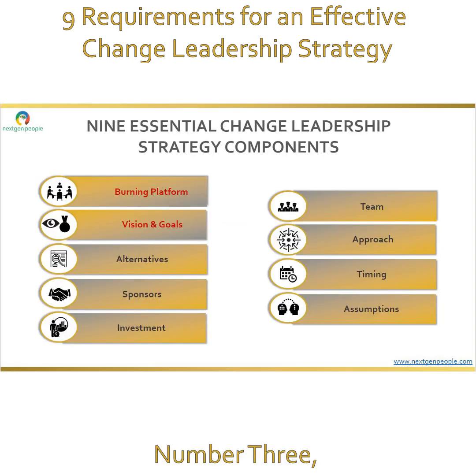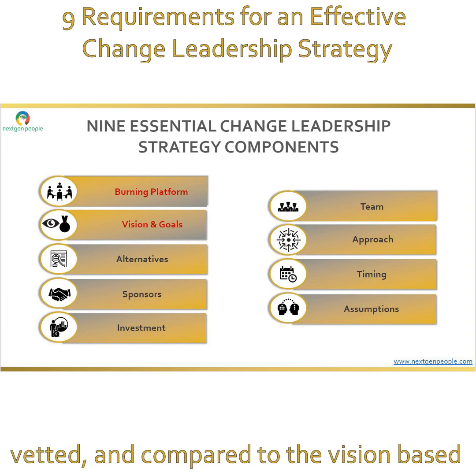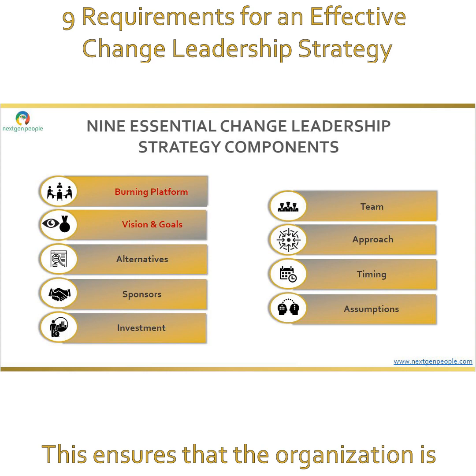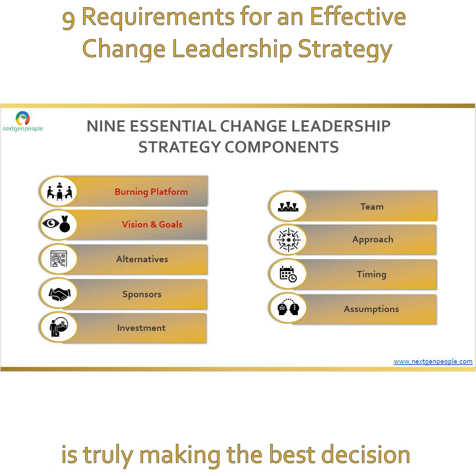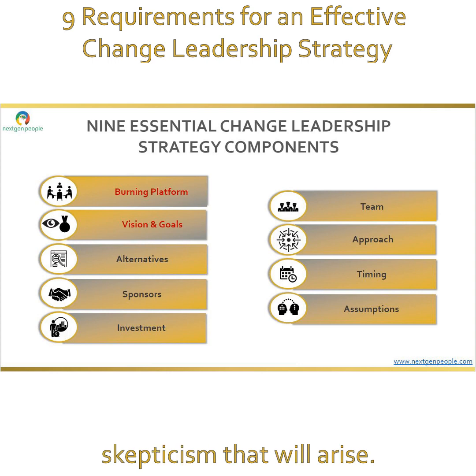So number 3, as far as the strategy steps that are needed for change leadership, all alternatives should be identified. Sometimes as leaders, we want to know exactly what we want to do, and we don't want to see any B or C option. And that's fine if your mind is made up, but you want to be educated on those alternatives. You want to ensure that those alternatives have been vetted and compared to the present vision, based upon costs and benefits. You want to do your due diligence, your analysis to ensure that the organization is truly making the best decision and is prepared to address that inevitable skepticism that will arise with almost any transformational change within an organization.